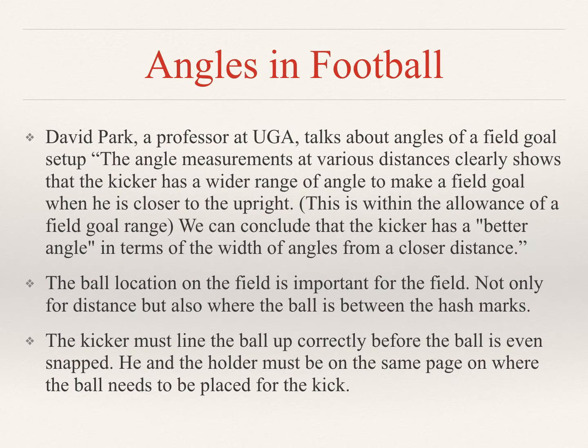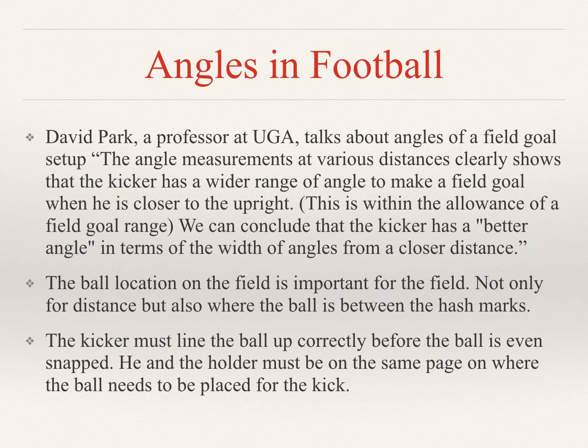So here David Park talks about angles of a field goal setup. The angle measurements at various distances clearly show that the kicker has a wider range of angles to make a field goal when he is closer to the upright. This is within the allowance of a field goal range. We can conclude that the kicker has a better angle in terms of the width of angles from a closer distance.